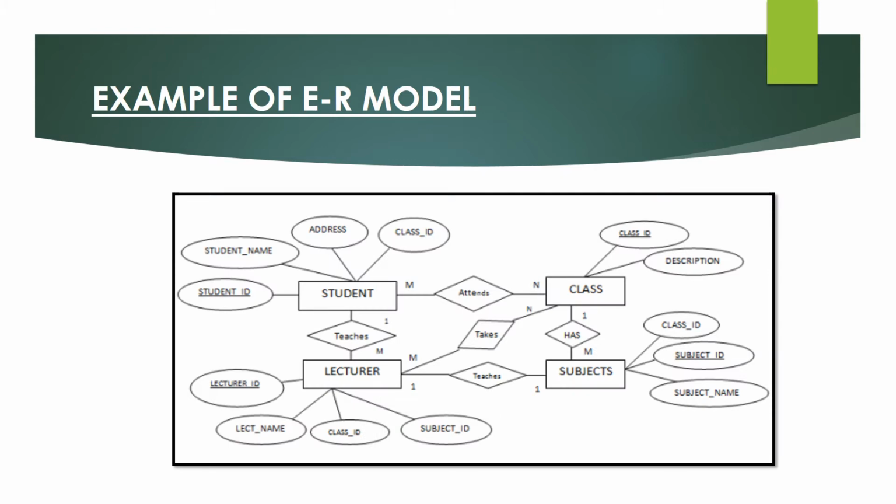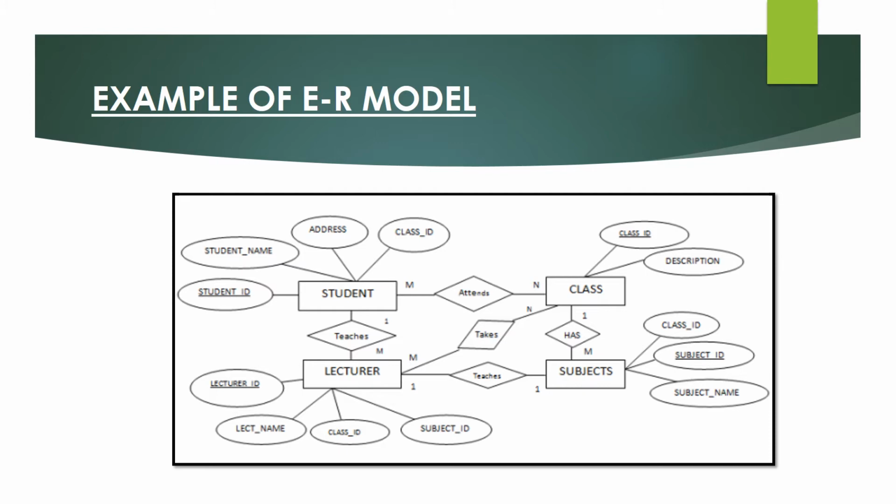Now this is an example of our ER model. As you can see, we have represented the entire database in the form of graphs only, and we have used various shapes like rectangle, oval, and diamond. So all these are the graphical representation of the data that is stored inside the database. In this you can see that student, class, subject and lecturer are the entities, and the student name, address, class ID, student ID are the attributes. That means these are the properties that are defining that particular student.